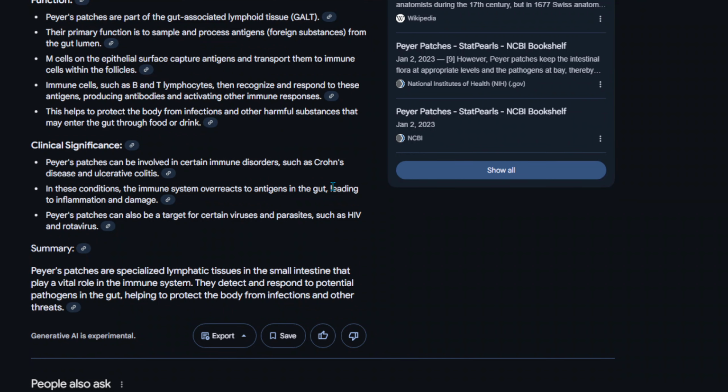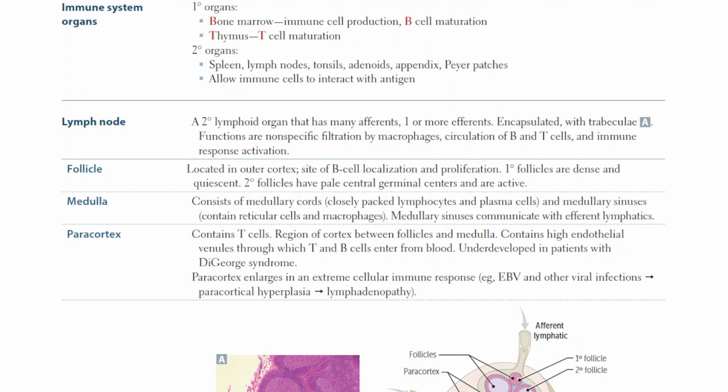The lymph node is a secondary lymphoid organ that has one or more afferent lymphatics. It is an encapsulated organ with trabeculae. The functions are non-specific filtration by macrophages, circulation of B and T cells, and immune response activation.